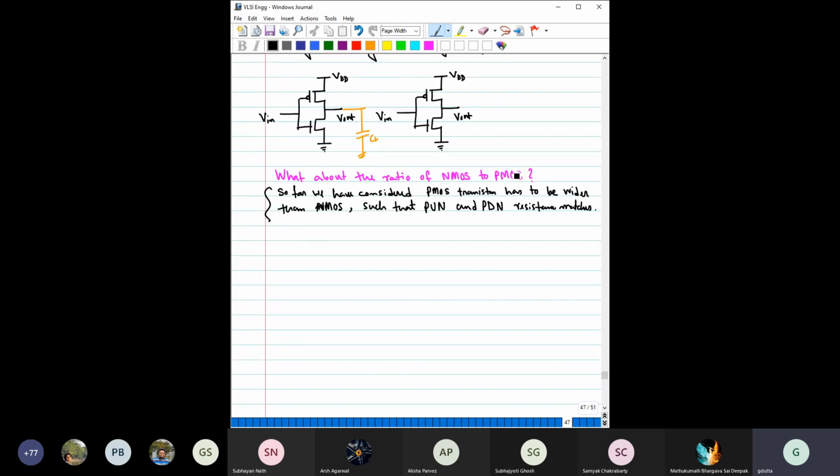So for that, let us consider, let me delete it. Let us say that these are identical inverters, and this inverter is driving this another identical inverter. Means the same inverter it is driving. So this is the V in and this is the V out 1. This is the V in 2 then, and this is V out 2.